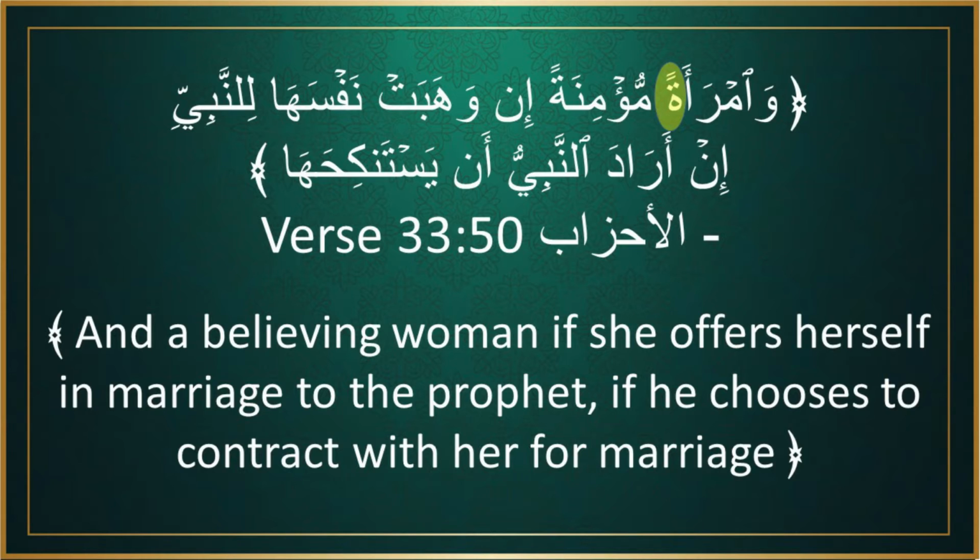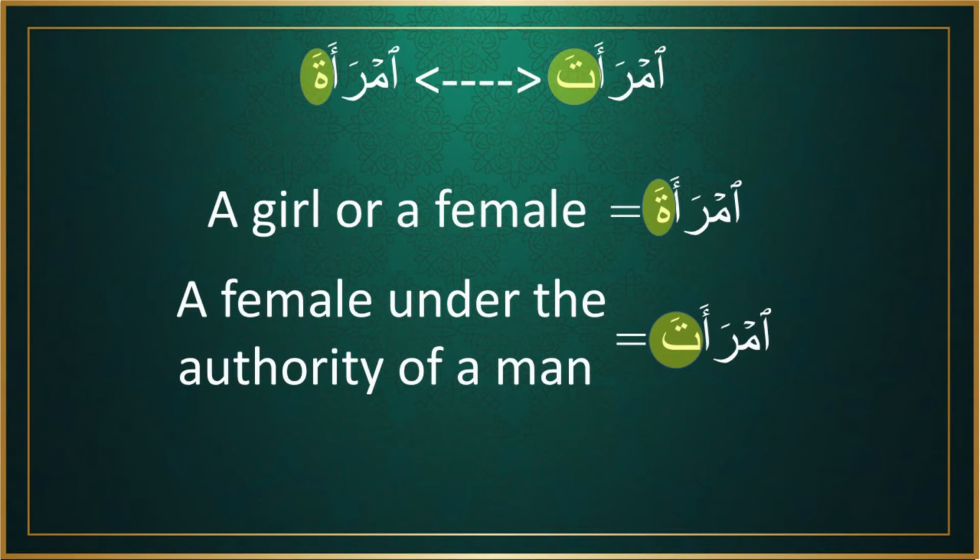So imra'a in this case, obviously she's free. She's not married. She's not under the authority of anybody else. And she wants to get married to the Prophet. Imra'a is spelled with a round T. And therefore, when imra'at with a long T, it means this woman is under the authority of another man. Not necessarily married. It doesn't say that she's married.